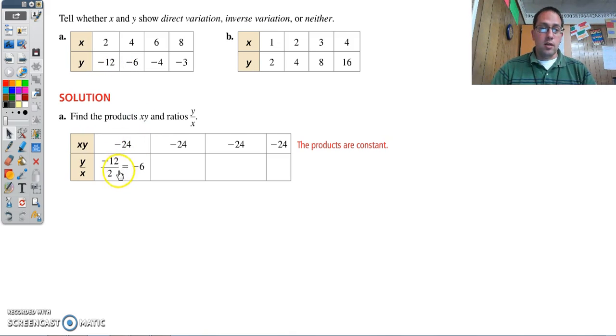Now let's take a look here. The ratios. Are the ratios the same? And this is always going to be y divided by x, not x divided by y. That's something totally different. All right. So y divided by x. So negative 12 divided by 2 is negative 6.